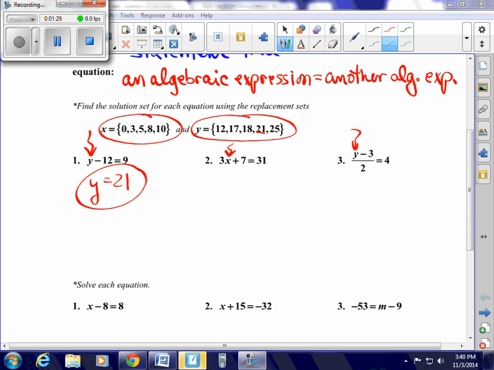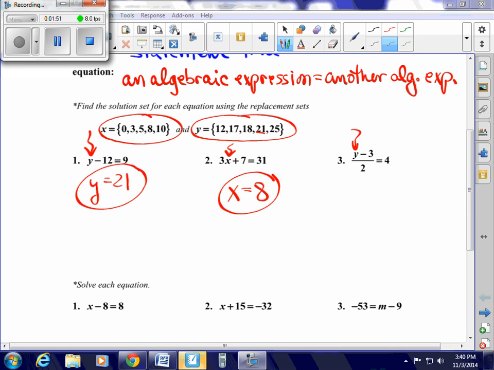In number 2, now we're looking at the x set. What number, when you take it times 3 and then add 7, you get 31? Well, 3 times 8 is 24. 24 plus 7 is 31, so x would be equal to 8. That's our solution set.